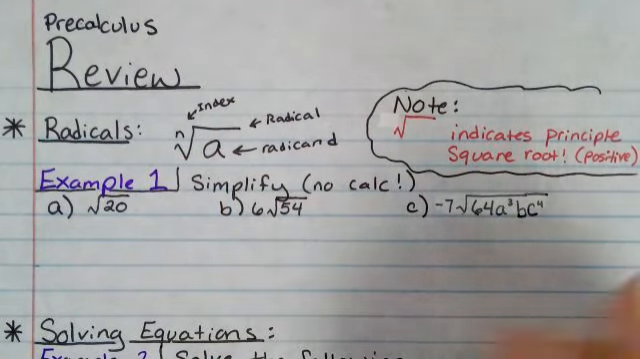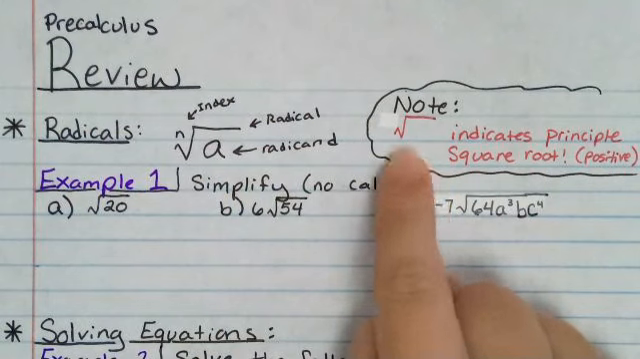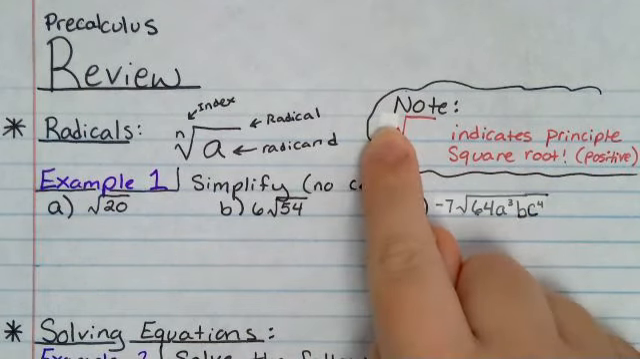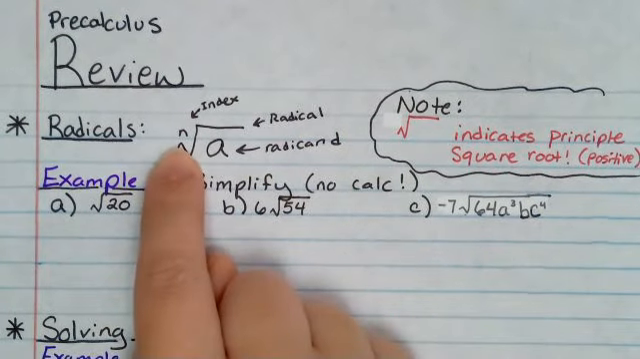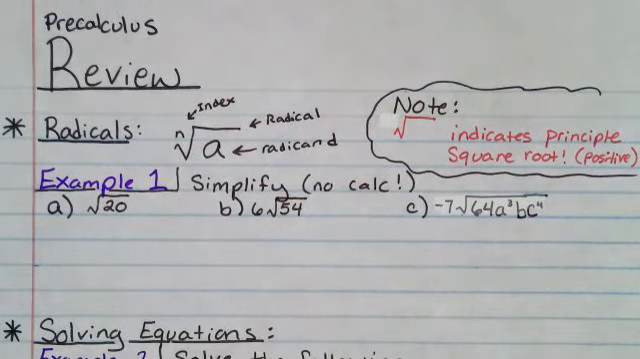Now, if there's nothing written, that's what you're seeing over here in red. If there's nothing written, it is automatically telling you that that is a square root. But that is only if there's nothing written there, or if there was a 2 there. That's the only time it's a square root. If you see a different number there, you're going to call it something else. Like if it was a 3, you'd call it a cube root instead, okay?